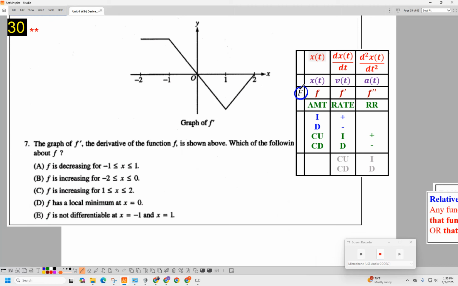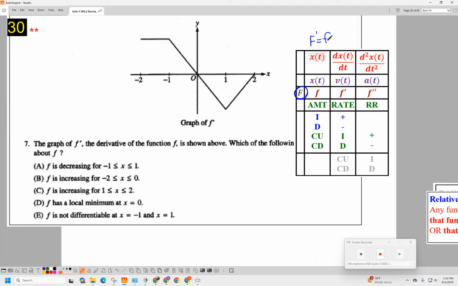Or would capital F prime just be capital F? No, because if capital F is the antiderivative of small f, and I take the derivative of capital F, I'm going to get small f. She said that capital F prime must be the same thing as small f, and that would be correct. Okay, I got it. You're good.